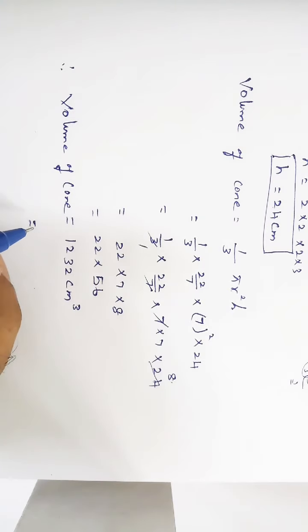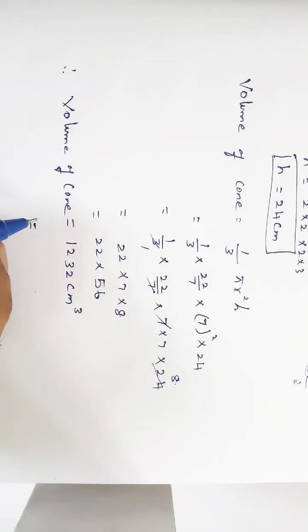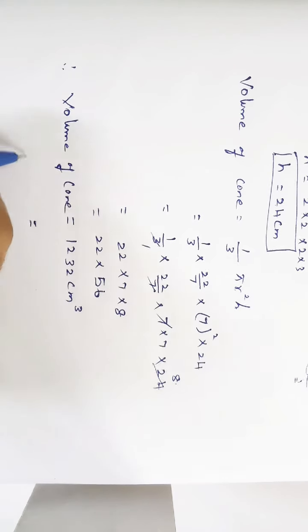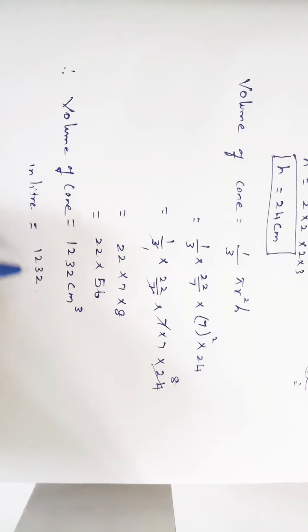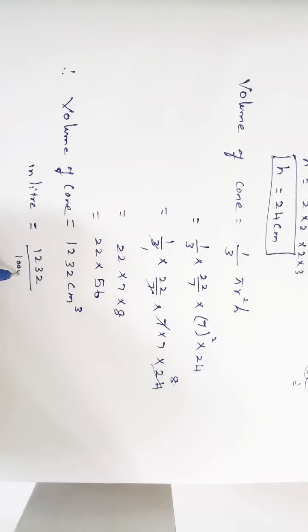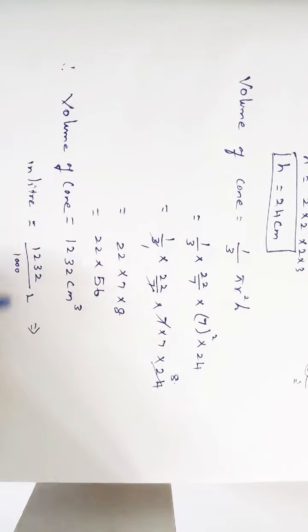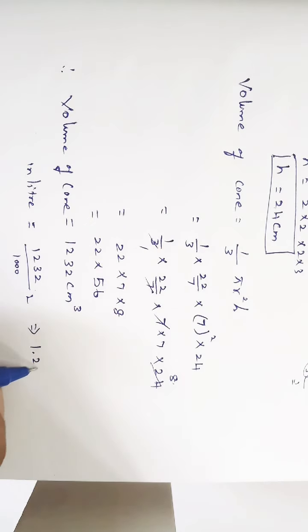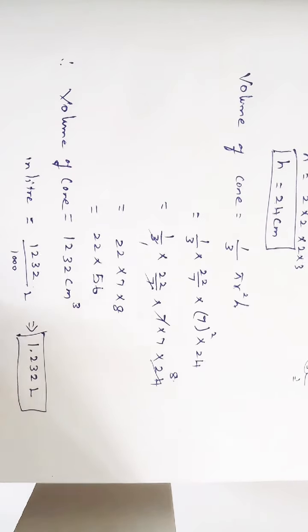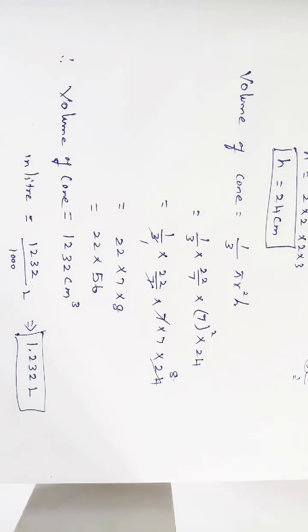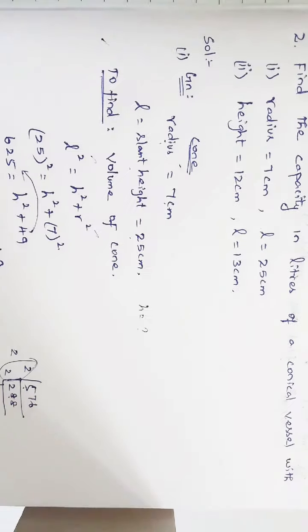So the volume of the cone in liters is nothing but 1232 divided by 1000 liter, which is equal to 1.232 liter. Therefore the volume of the cone is 1.232 liter.